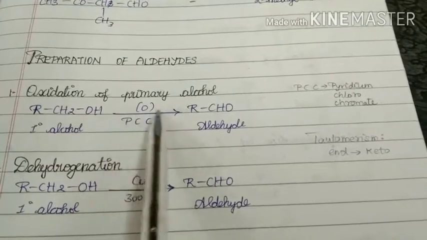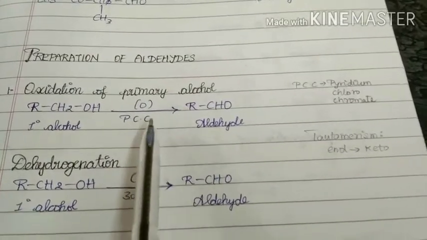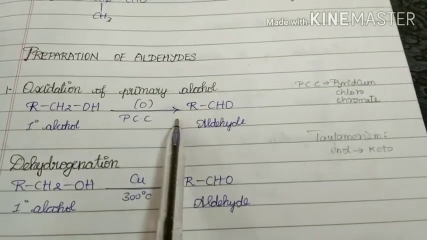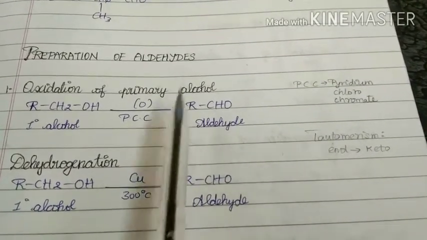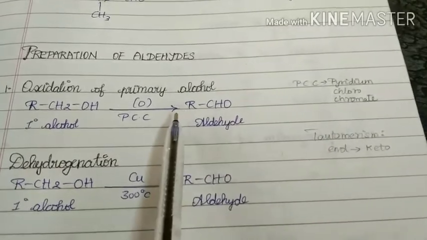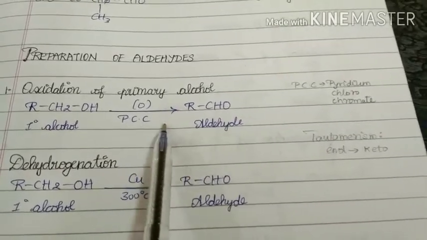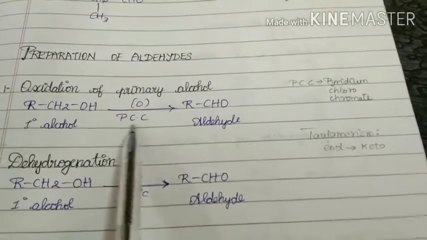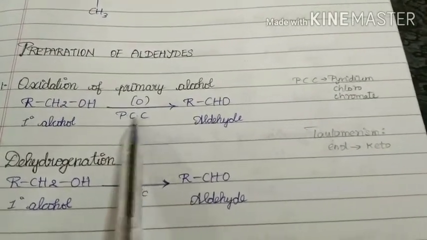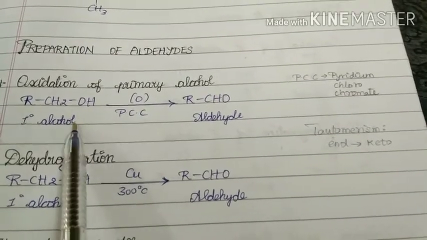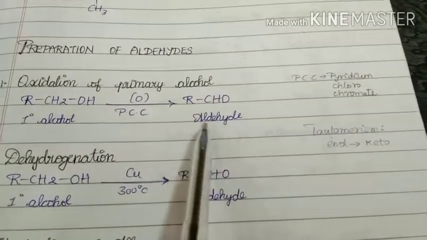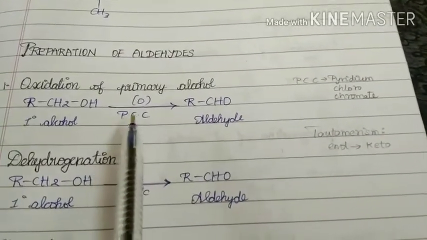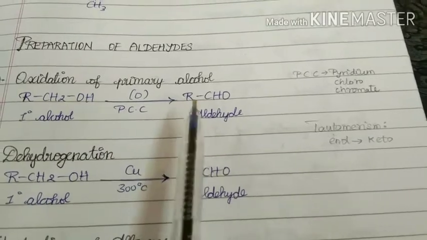When primary alcohols undergo oxidation in the presence of KMnO4 or K2Cr2O7, then we get acids directly. First we get aldehydes, later we get acids. So we should not take K2Cr2O7 or KMnO4 because we get acids. But if you take PCC, pyridinium chlorochromate, this is a weak oxidizing agent, then it can convert primary alcohols to aldehydes only. It cannot convert aldehydes to acids. So this is the best oxidizing agent to prepare aldehydes from primary alcohols.